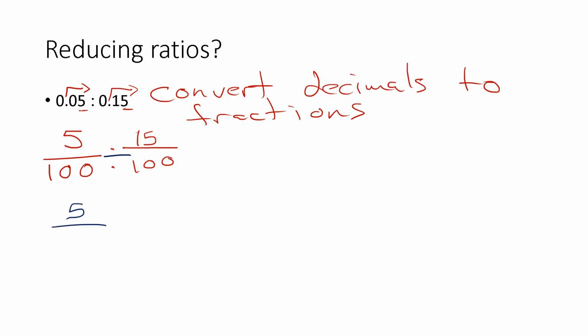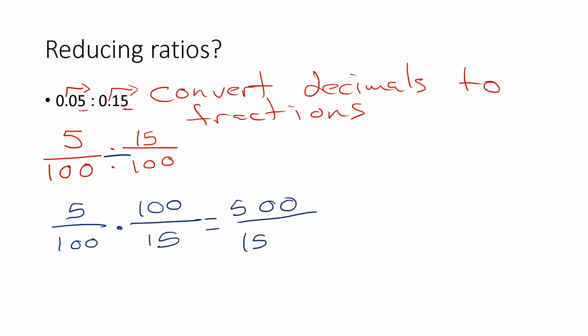So copy, dot, flop. 5 times 100 is 500. 15 times 100 is 1500.